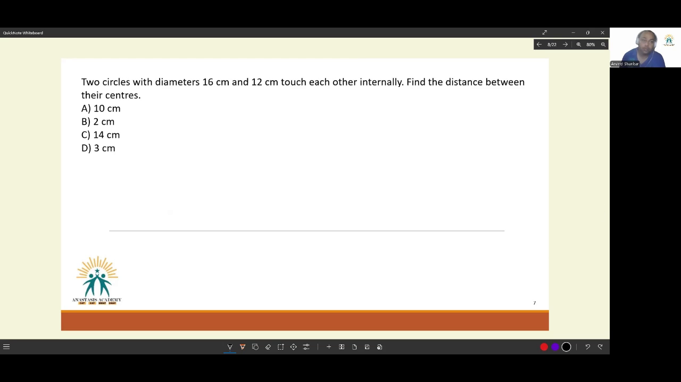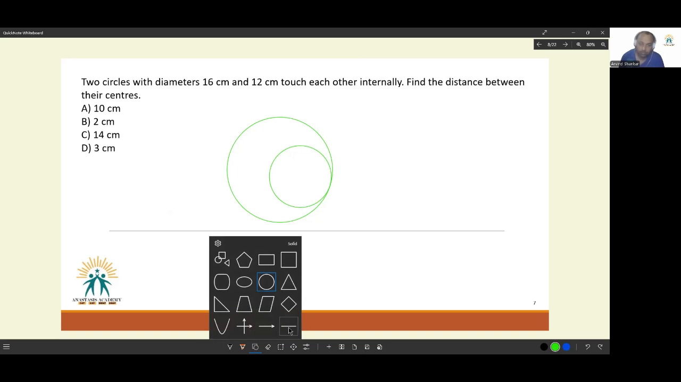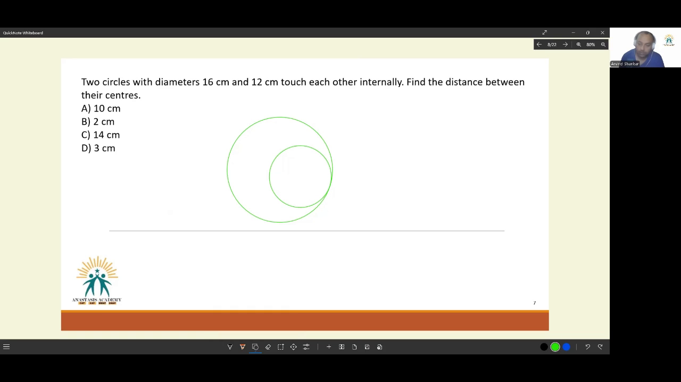Next, two circles with diameter 16 and 12 touch each other internally. Find the distance between their centers. Let's say one circle is this and the other circle is this. They are touching each other internally at this point. Now, you simply have to ensure that you are making the diameter passing through the centers of both these circles. Center of the larger circle will be somewhere here. Center of the smaller circle will be somewhere here.